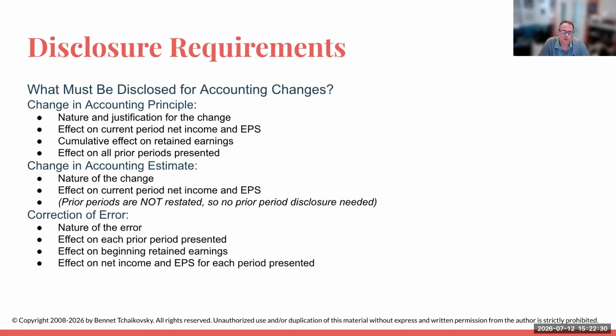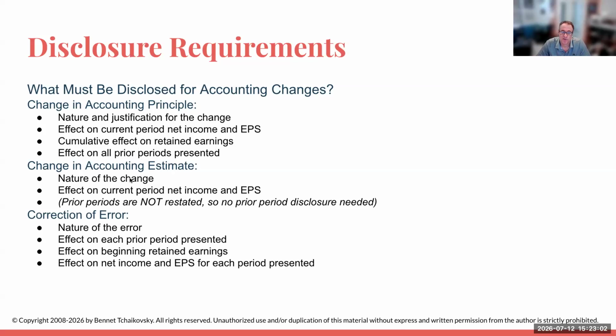In terms of disclosure requirements, what do we have to do for changes in accounting principle? This goes back to the earlier deck we went through: change in estimate and the correction of an error. Over here, for a change in accounting principle: the nature and justification for the change, the effect on current period net income and earnings per share, the cumulative effect on retained earnings, and the effect on all prior periods presented. So we're going to have to show everything as restated.